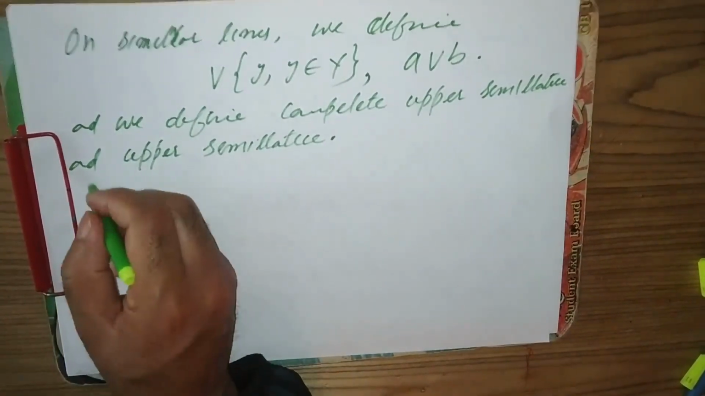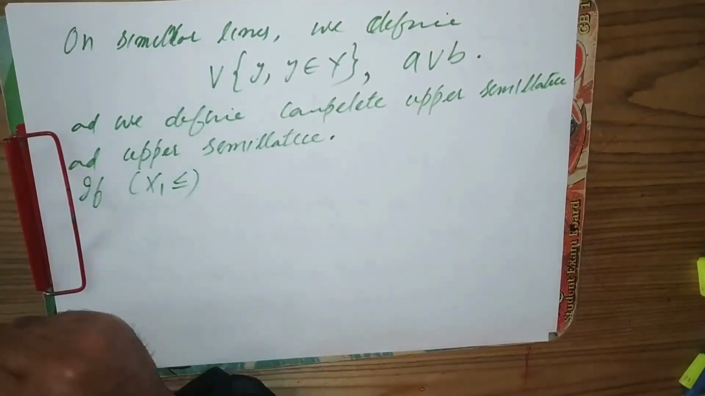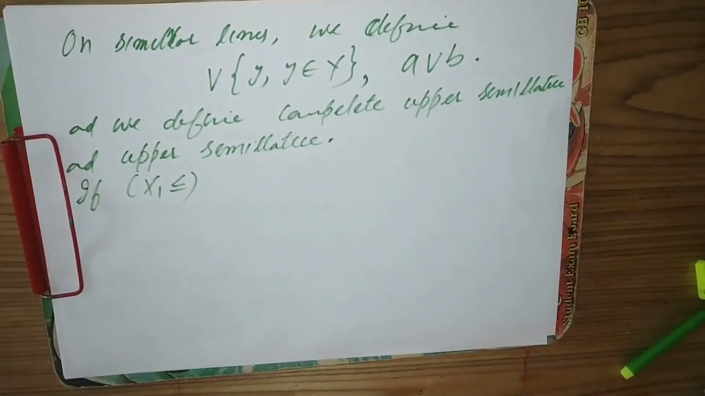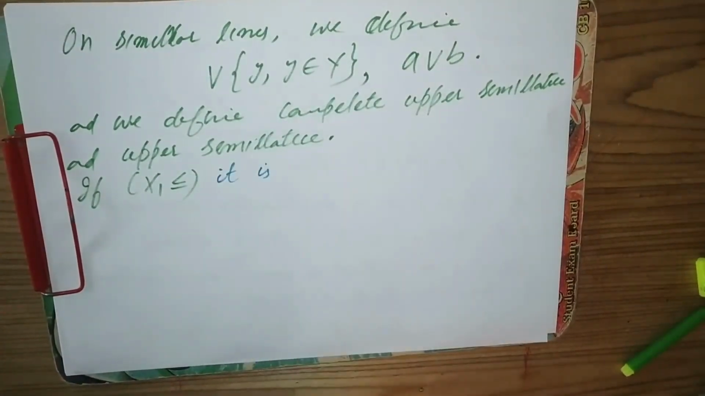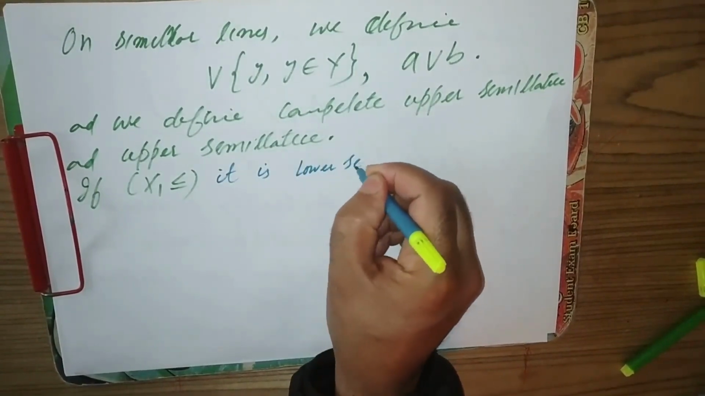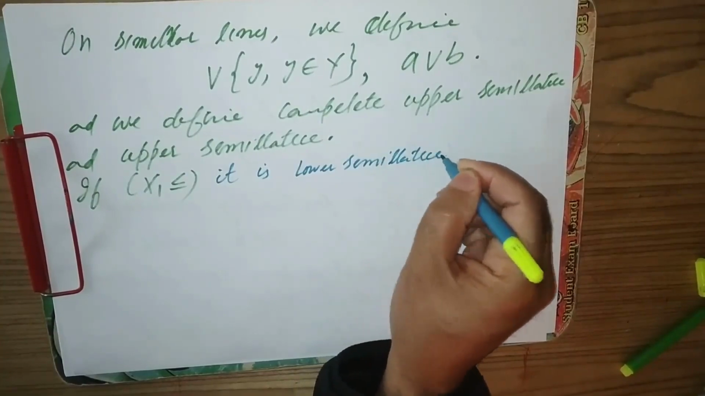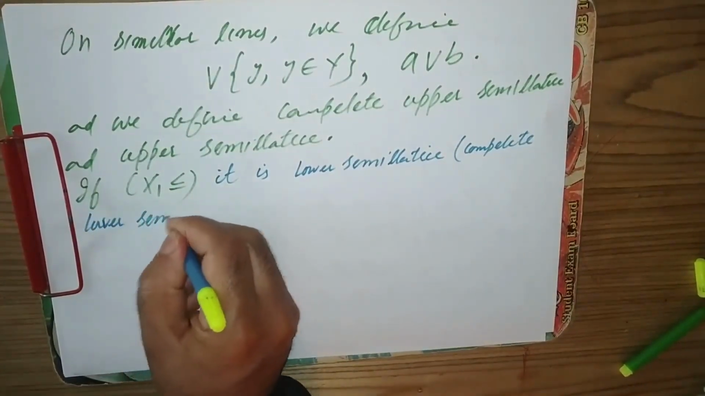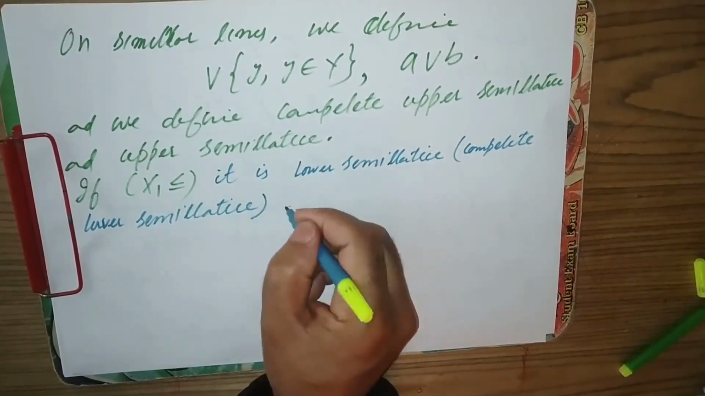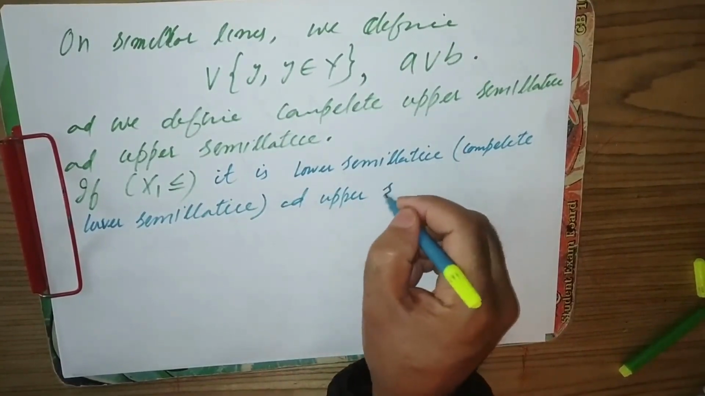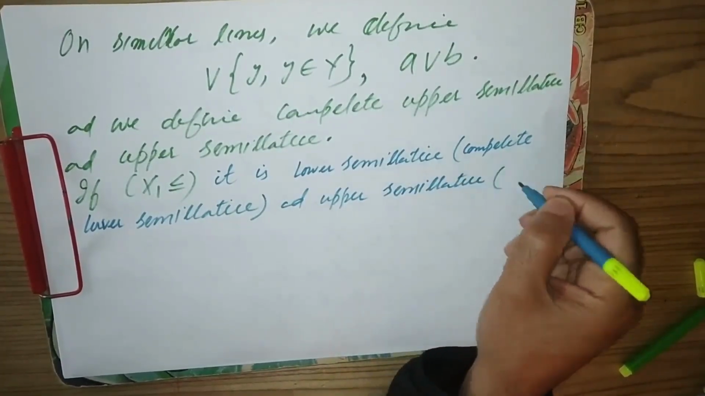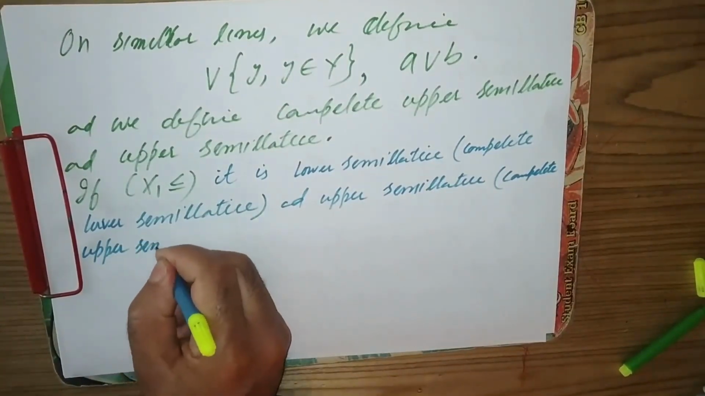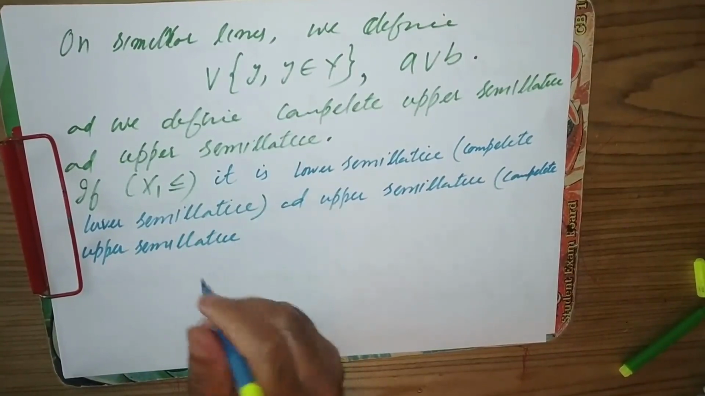So in case the partially ordered set X with relation less or equal to is both a lower semilattice as well as an upper semilattice, or you can say a complete lower semilattice and a complete upper semilattice.